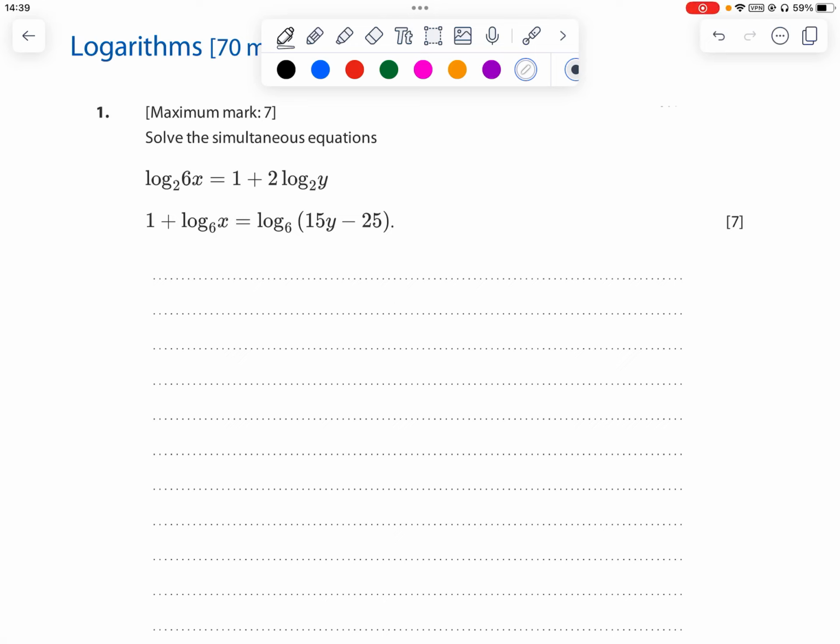So welcome, this is the past paper questions based on the topic logarithms. So the first question: log 6x to the base 2 equals 1 plus log y to the base 2. So what am I doing? I'm converting everything in terms of log base 2.